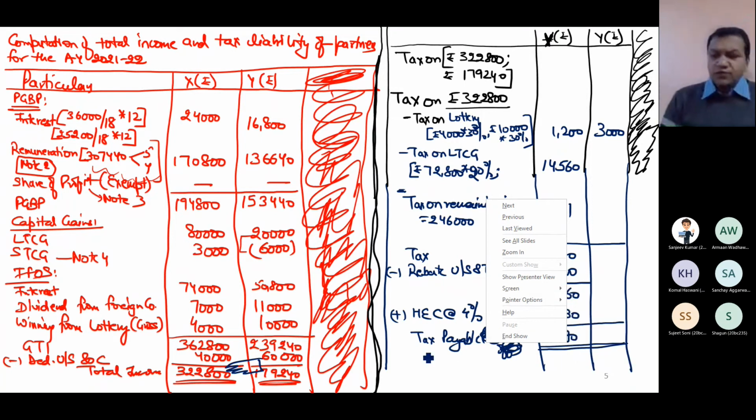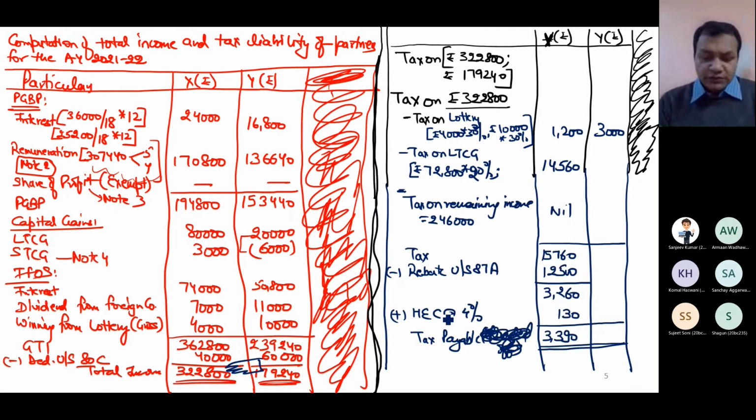No, I think I had to round it off. Just wait a second. 3,260 into 4%. Yes, I have rounded off. 3,390 is the correct answer.